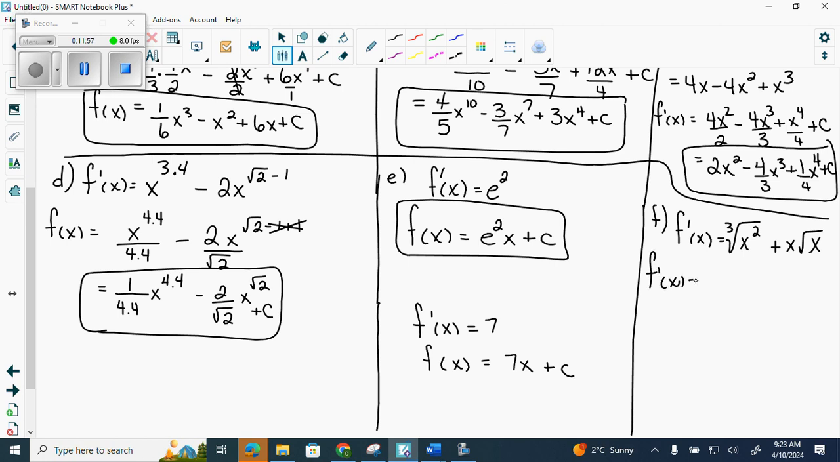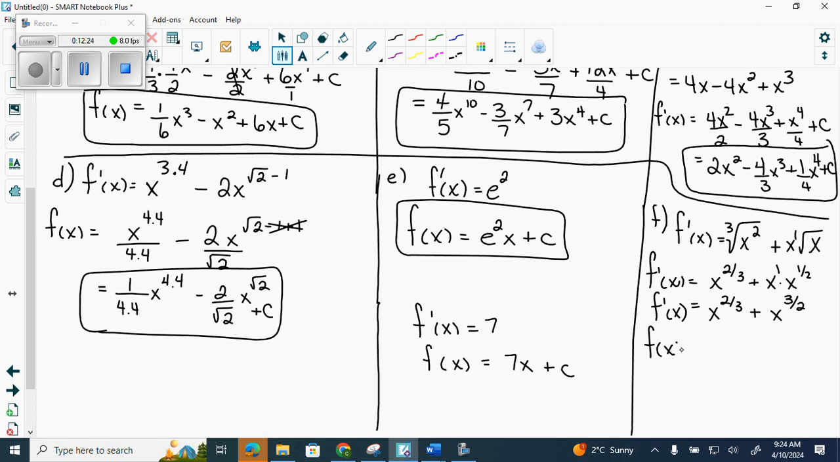This one I have to flip to fractions first. So I do x to the 2 over 3 plus this be x, and then x to the half. What do I do when I have two bases and I'm multiplying? Add them, so I'm going to get x to the 3 halves. And then people are like, I'm done. No, you're not. You literally just rewrote the derivative.